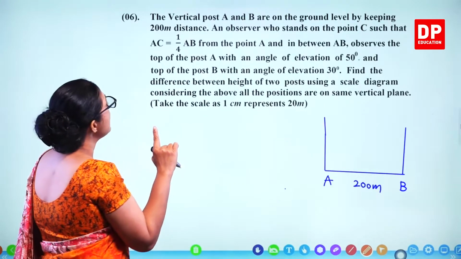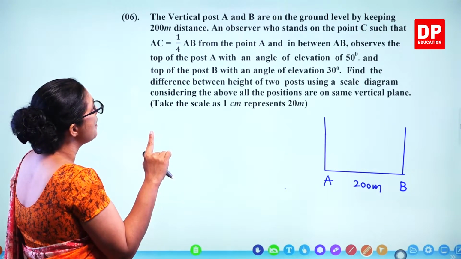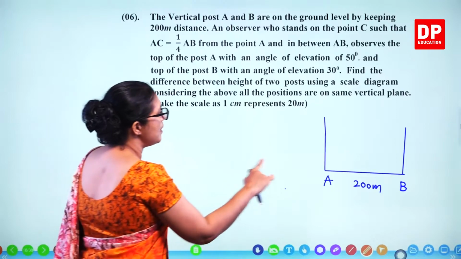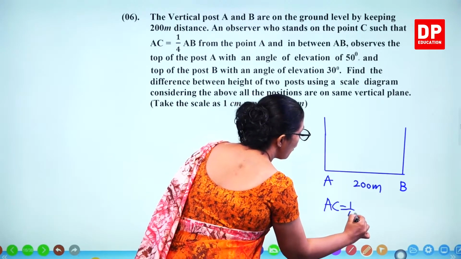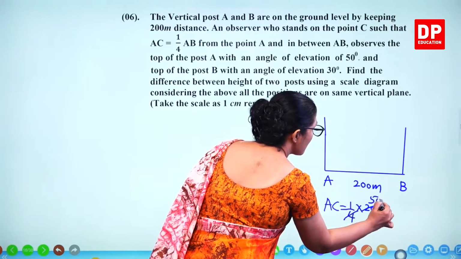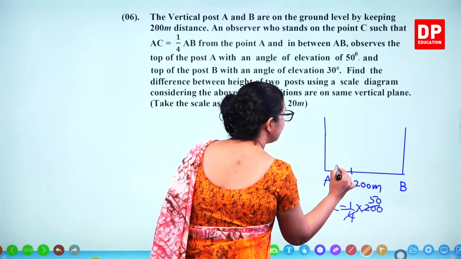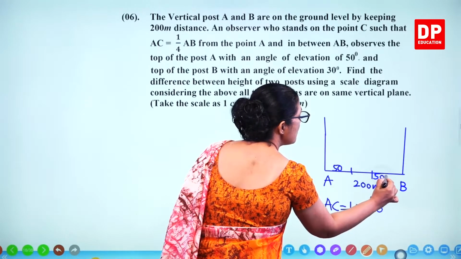Then AC equals 1/4 AB from the point A and in between AB. So AC is there. So what is AC? 1/4 of 200. 50 meters away from here. 50 and this should be 150 meters.